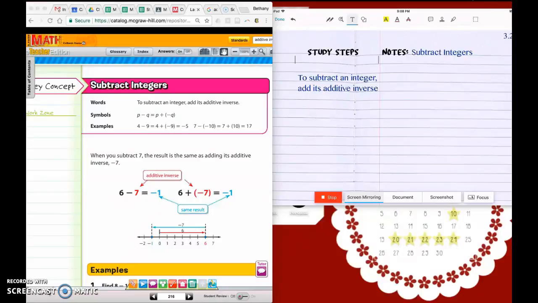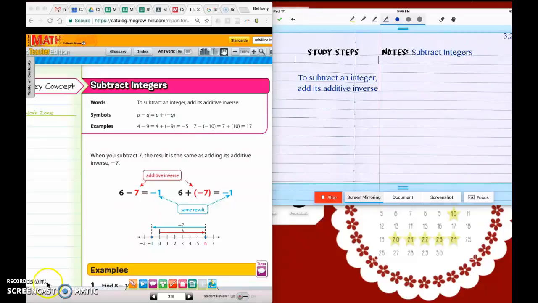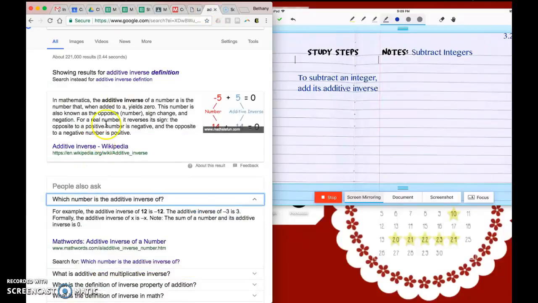So the first thing we need to know is what is an additive inverse, right? Because we know what an integer is, and we know how to subtract things, we need to know what an additive inverse is. So let's add that in our notes. All I did was Google it and look up what an additive inverse is. Our first Wikipedia entry says, in math, the additive inverse of a number a is the number that, when added to a, yields 0. And that to me is kind of confusing.